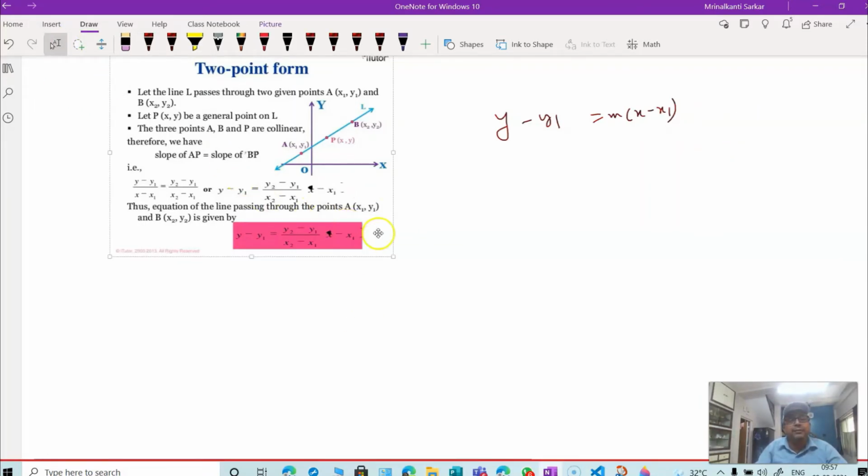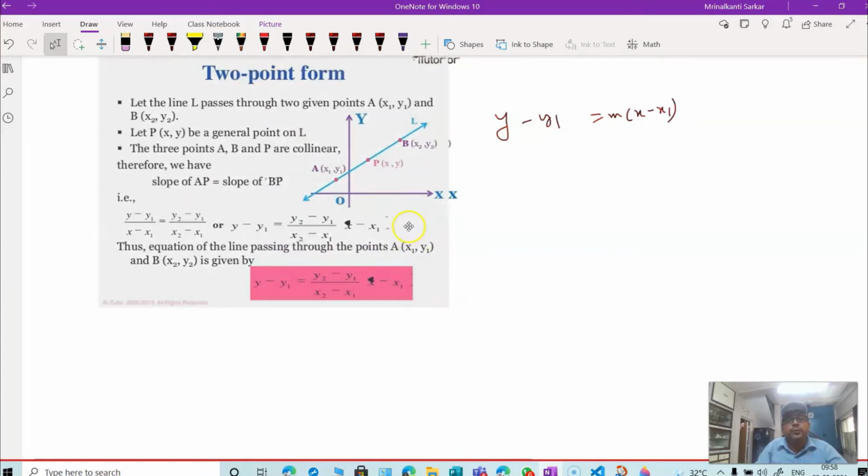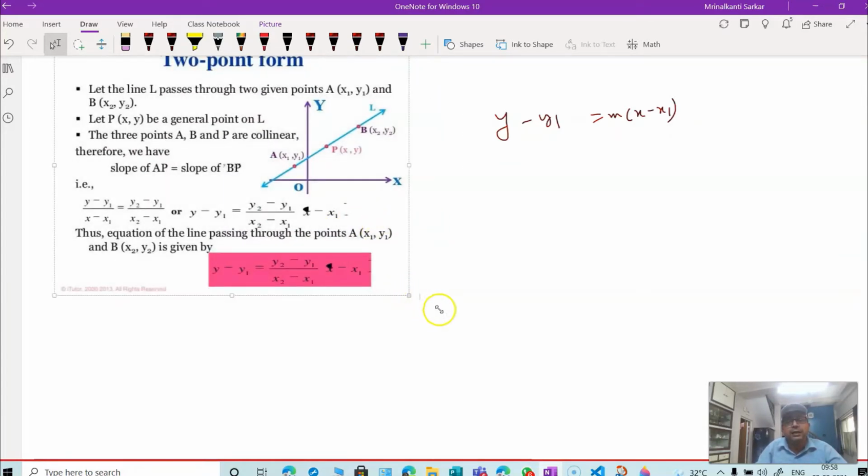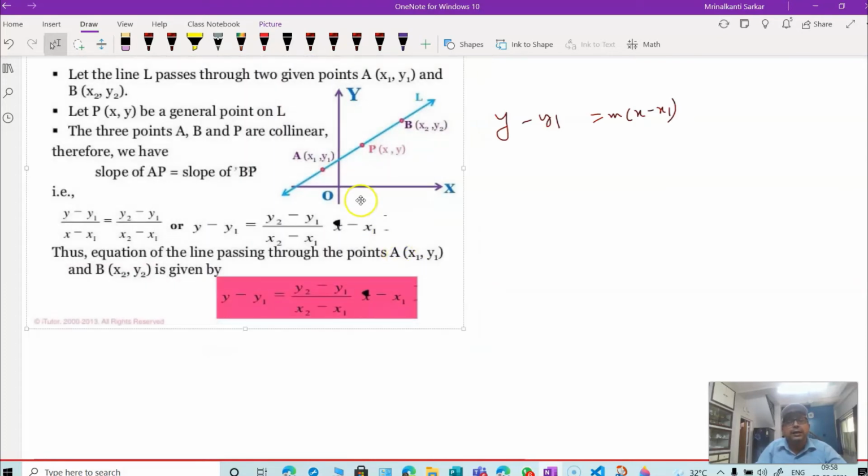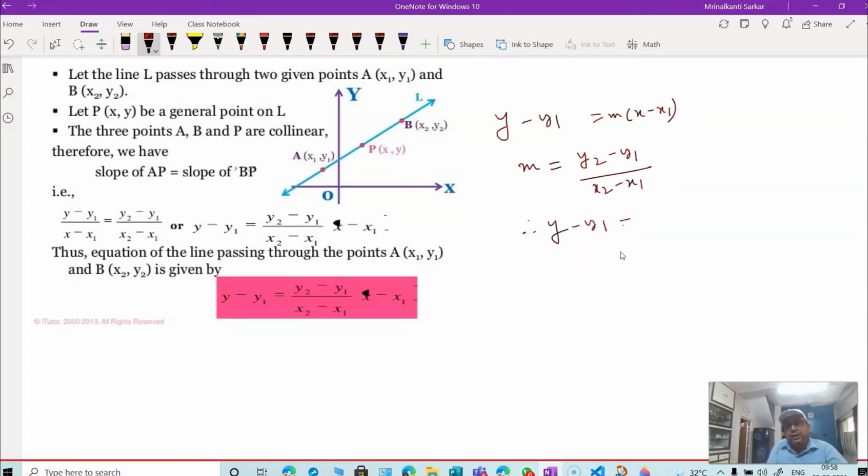All of you can see the diagram. Two points are there. Those points are taken as x1, y1 and x2, y2. So m can be replaced by, m is equal to what? This formula we have already learned, y2 minus y1 by x2 minus x1. So y minus y1 is going to be m times x minus x1. This is called the two-point formula.